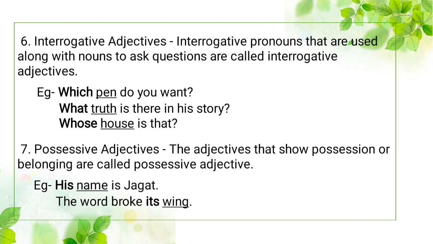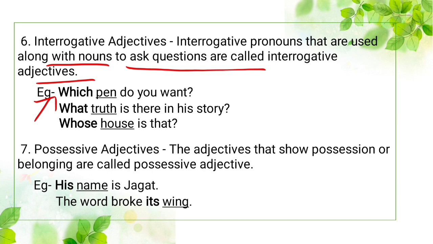Next type is interrogative adjectives. Interrogative pronouns that are used along with nouns to ask questions are called interrogative adjectives. Example is like, which pen do you want? Here we can see that which is an interrogative pronoun, but it is used with a noun to ask a question. That's why it is acting as an interrogative adjective in the sentence.